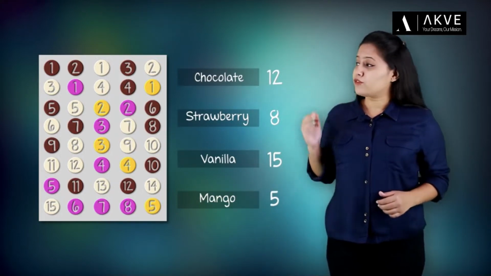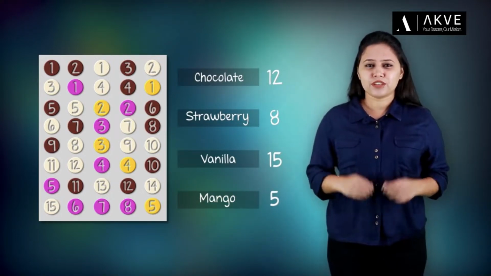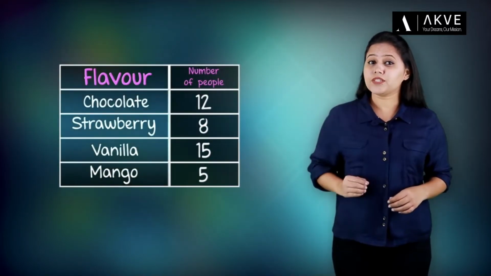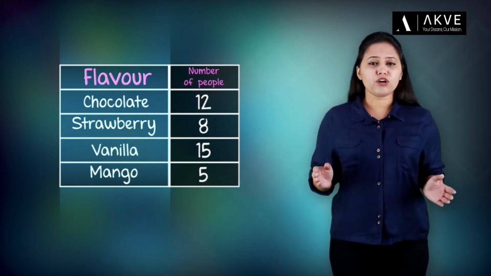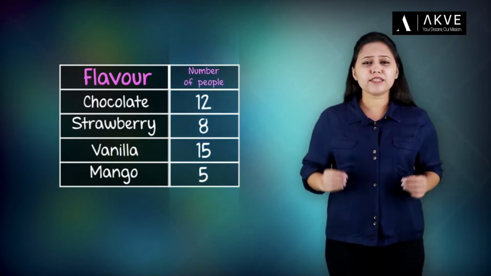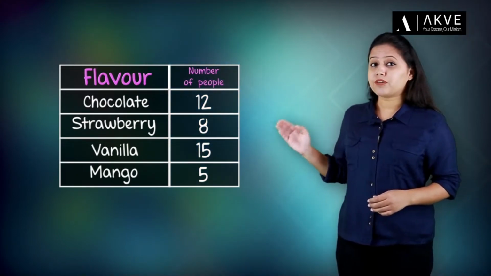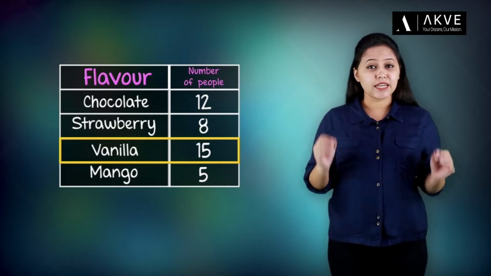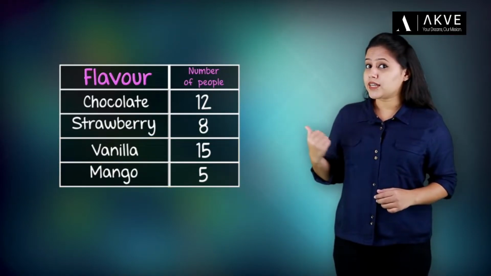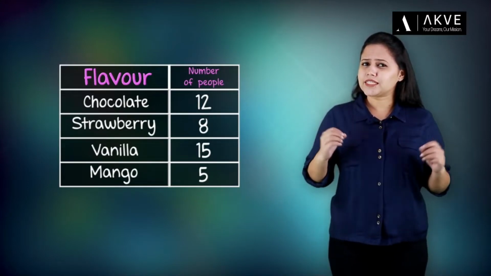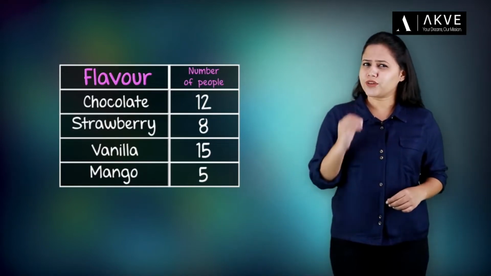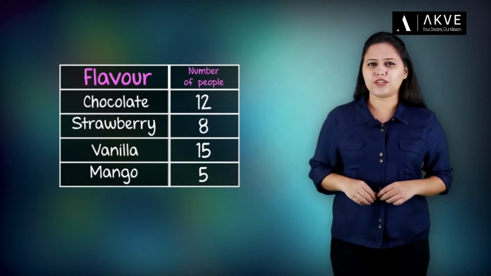Now let's present this information in a tabular form. So the table will look something like this. Here, the flavors are written in one column and the number of people who opted for those are written in the adjacent column. It is quite clear that the most preferred flavor is vanilla and the least preferred is mango. Now I'm sure from just one glance at this data, John will easily be able to identify the same. So, with such representation of data, situations become easy to understand.